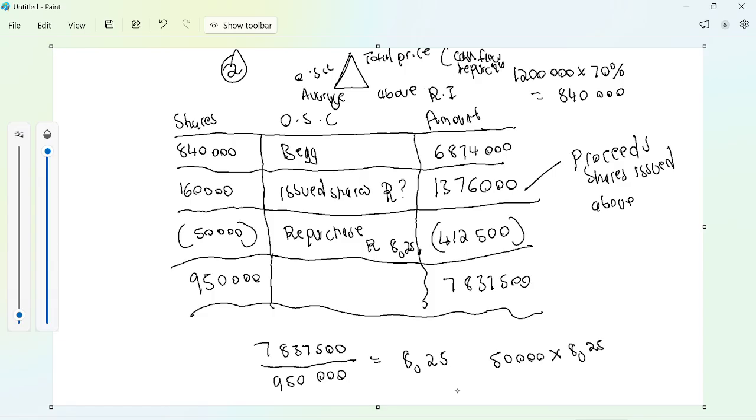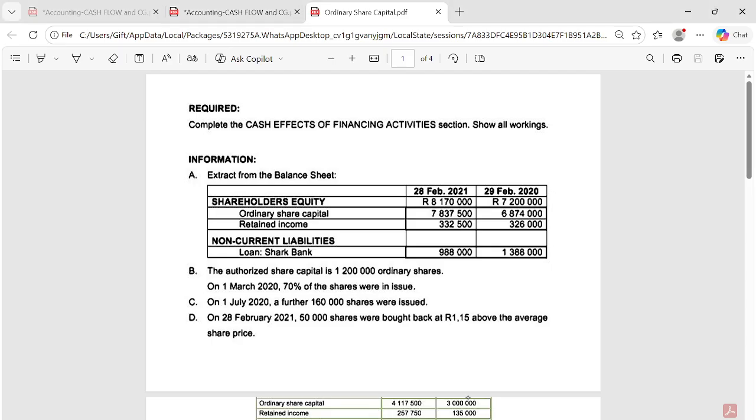Right, now in this case, in order to get your total price, you're going to say average price plus above price has to give us the total price. Remember, the total share price is equal to average price plus the above price. So I'm looking for my total price. My average price is 8,25 plus what is my above price? My above price is here, which is 1,15.